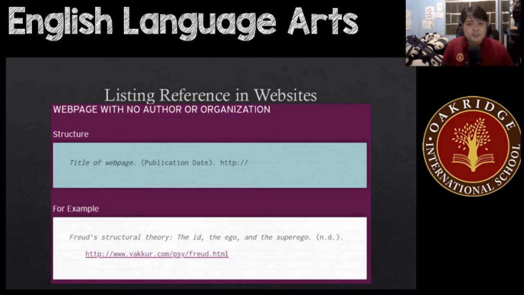Yes. How about web page with no author or organization? What you can do is just title of the web page. All web pages have titles. Okay, look for the title of the web page, the date, and then the site itself. So here in this example, guys, there is no title. There is no date for when it was published. So you could just put that N.D. That's no date. Okay, and then the website itself. So this is how you would reference it. Okay, usually you have it at the very end of the research paper. Just type the references, followed by the different references that you use.